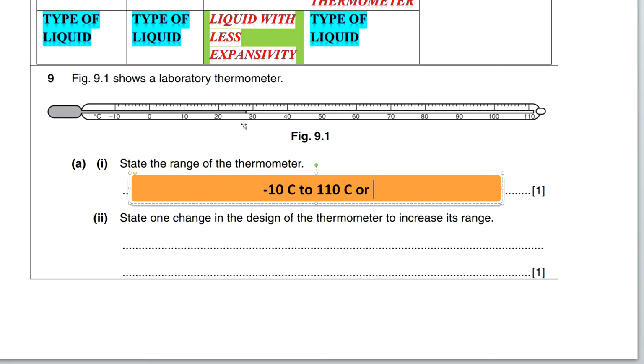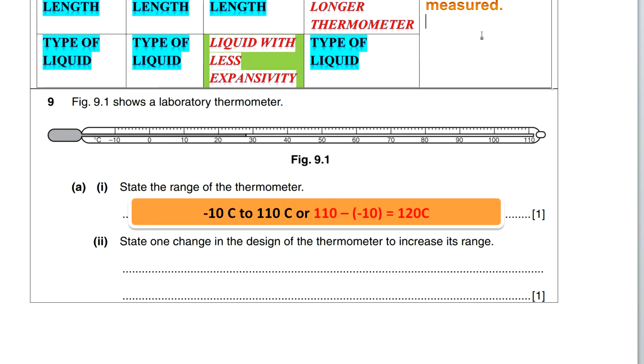Students, the second way is the larger value is 110. We will subtract the lower limit from it. 110 minus -10 equals 120 degrees Celsius. So the range of the thermometer can be mentioned or written in two ways.